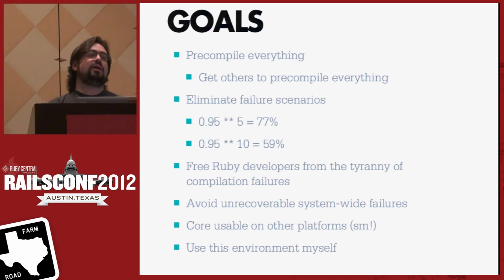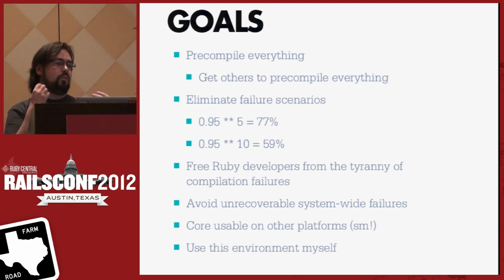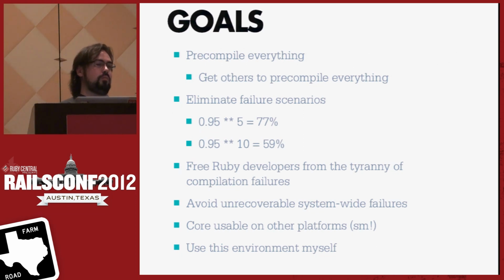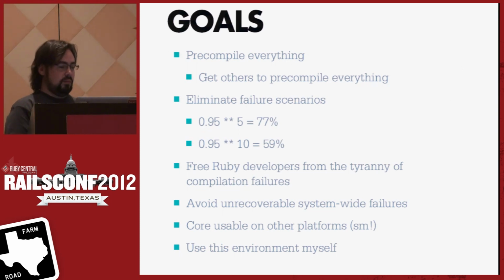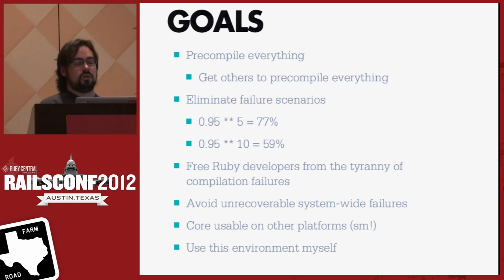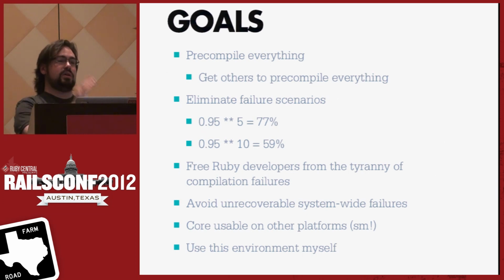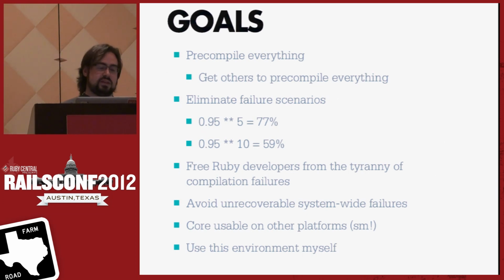So it's not, hey, we should really learn how to compile things. It's like, why is a C compiler an important part of the Ruby workflow on OS X? I want to avoid, in general, unrecoverable system-wide failures. So if in step 3 your system gets screwed up, you may not be able to recover from that, and you may not know what exactly went wrong.